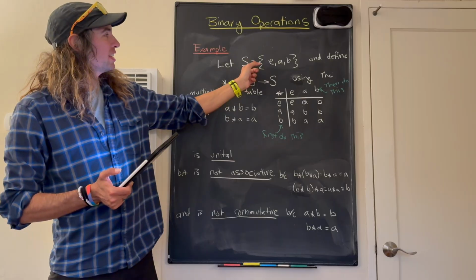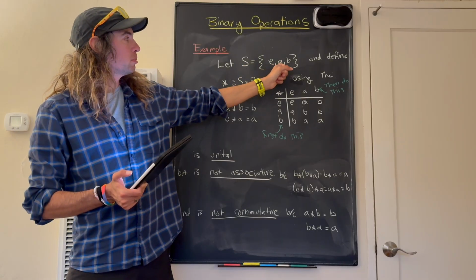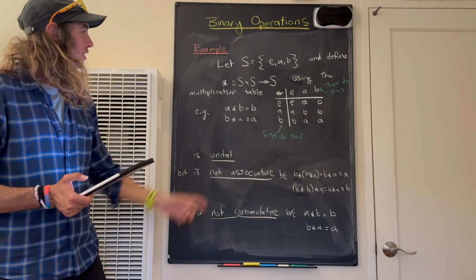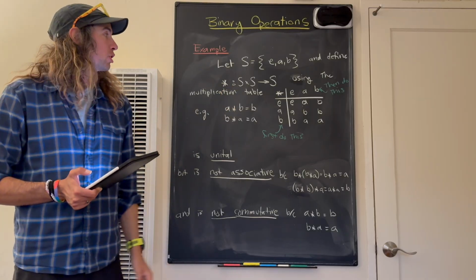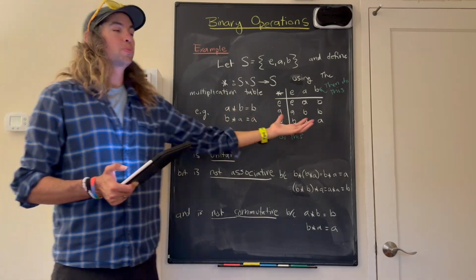I'm just going to let S be the set of symbols e, a, and b, and we're going to define star, a binary operation on S, using a multiplication table.